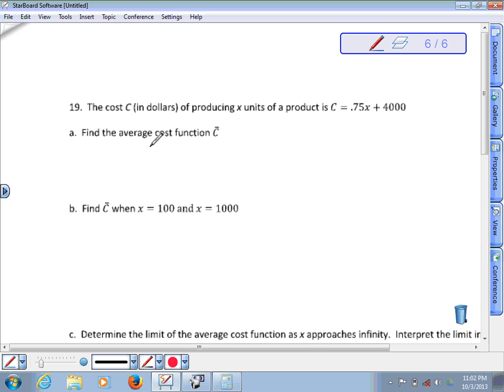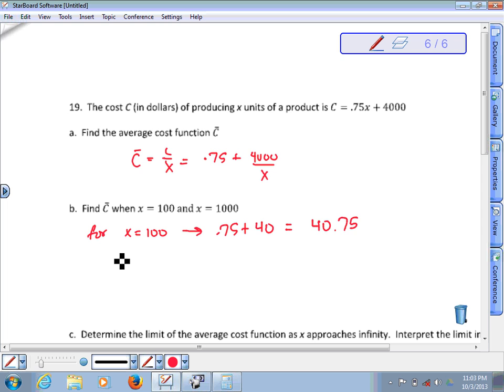So the average cost, again, C bar, is equal to C over X, which is going to be 0.75 plus 4,000 over X. Now the value of the average function at these two specific X values: for X equals 100, we're going to have 0.75 plus 4,000 over 100, which is 40, which equals 40.75.